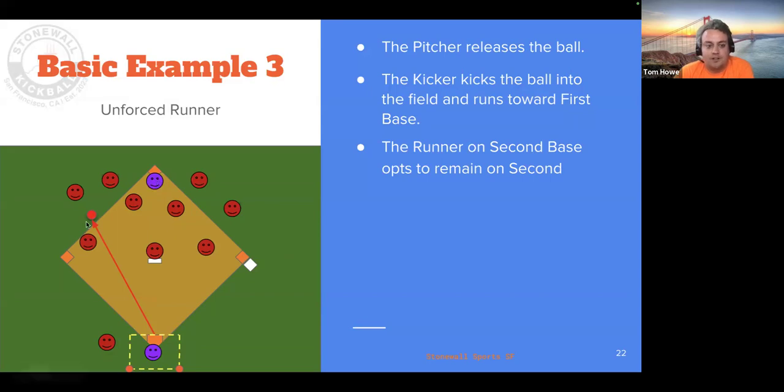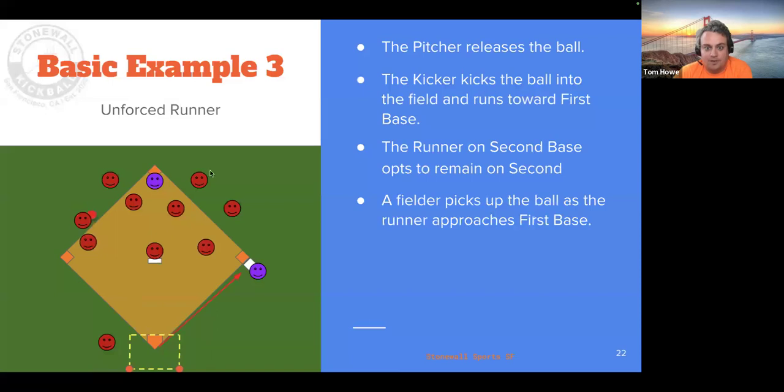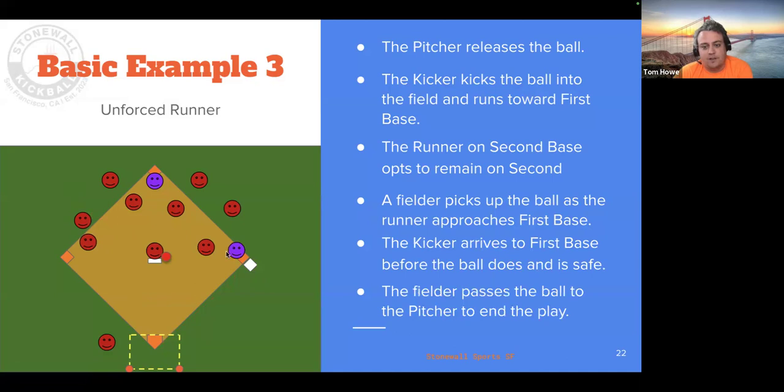And in this particular case, you'll see the ball was kicked right here between second and third base. I would recommend that they don't run because if they try to run, they might get tagged with the ball. So what's going to happen here is this individual, the kicker, is going to kick the ball to left field. They're going to make it to first base and they're going to be safe. Once again, the fielder passed the ball to the pitcher to end the play. Remember, that's super important. But this is an example of an unforced runner.